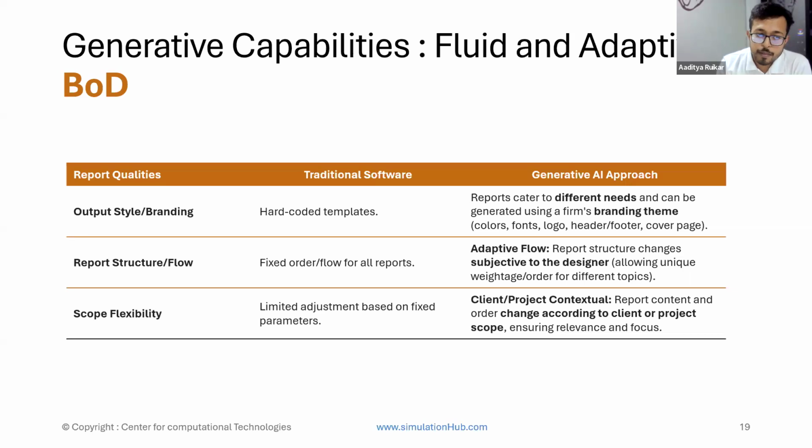Then scope of flexibility: for traditional software, it can be hard coded, or you might get some check boxes for which section to add, which section not to add. Here you can actually change weightage, that I wanted to provide weightage for this paragraph or this section. I wanted to change scope of some other paragraph or section. Also, you can change your reports according to your branding.